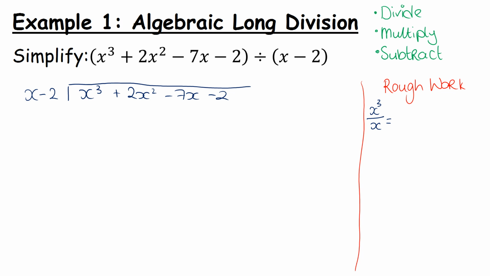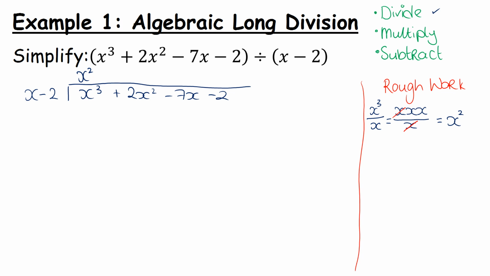But if not, we can say that x cubed is x divided by x. So straight away we can see that there's an x above and below the line that can cancel, and that leaves me with x squared. Okay, so the rough work column can be useful. So let's put an x squared in here. So that's our divide step done.